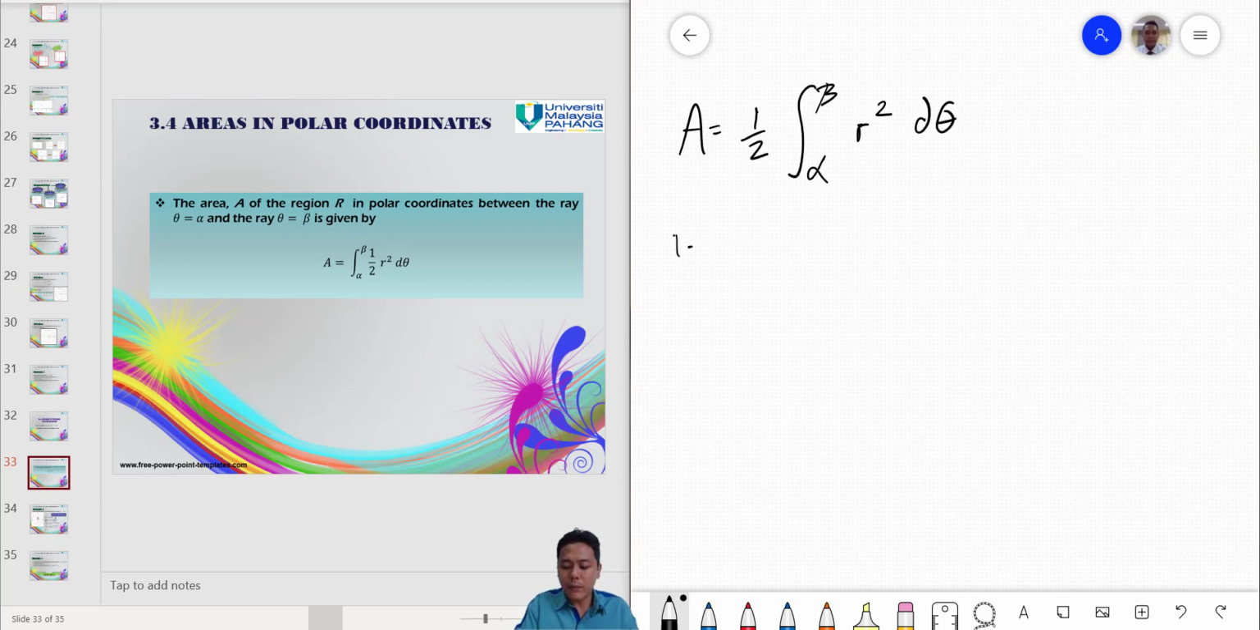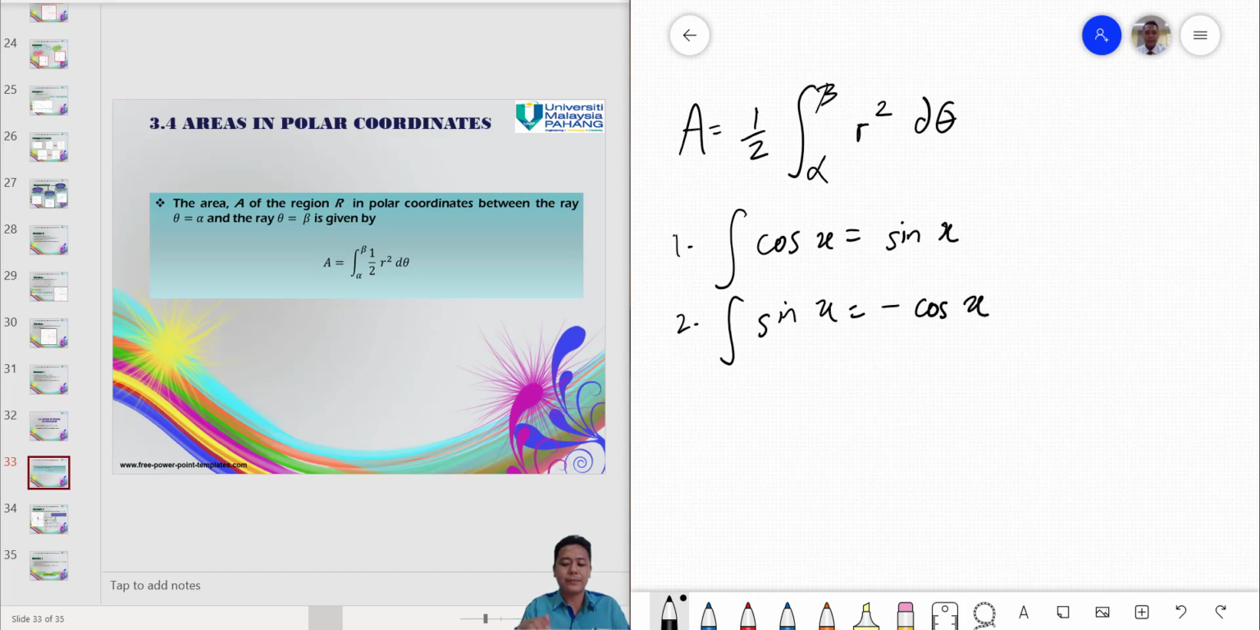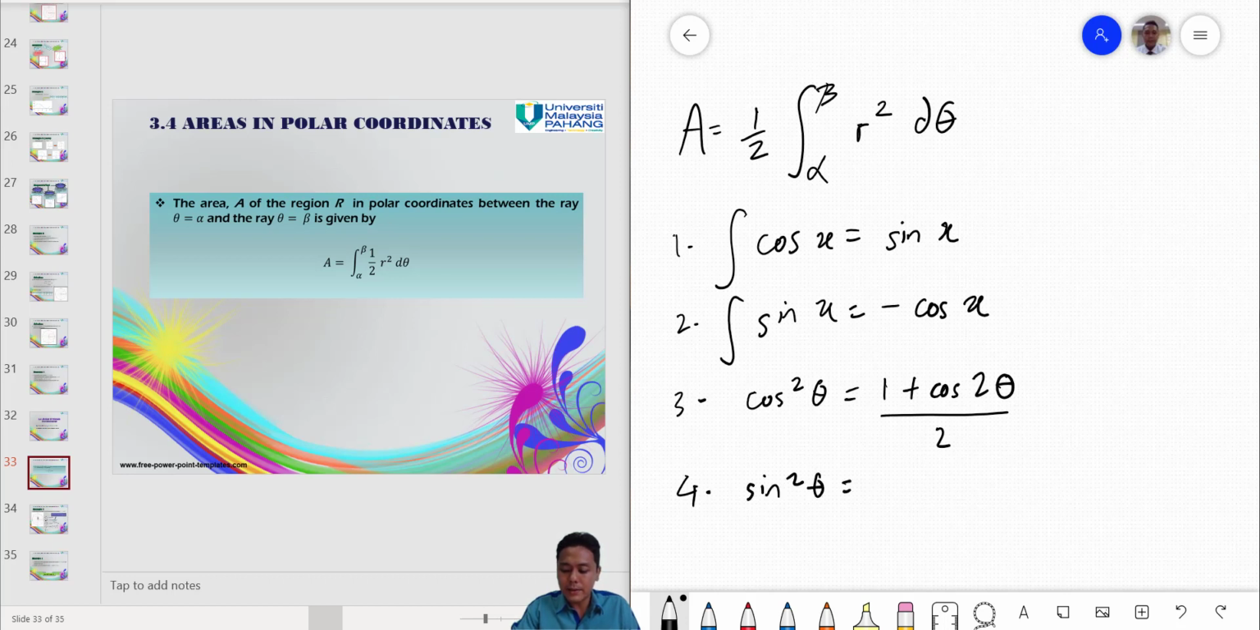The first one is if we integrate cos x, you will get sin x plus c actually. Second, if you integrate sin x it is equal to negative cos x. When you involve a cardioid, there is a potential that you will involve cos squared theta. Cos squared theta is equivalent to 1 plus cos 2 theta over 2 to make the integration much easier. For sin squared theta, it is equivalent to 1 minus cos 2 theta over 2. Remember these four trigonometric properties.